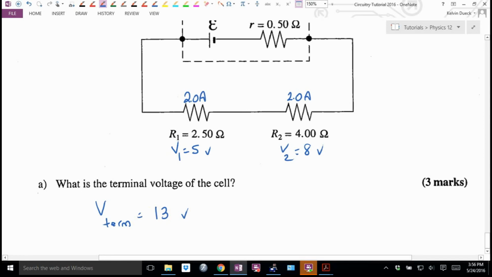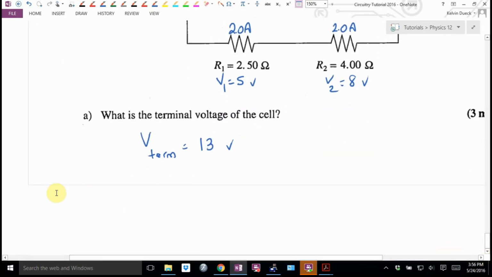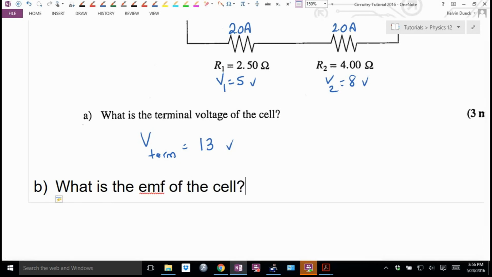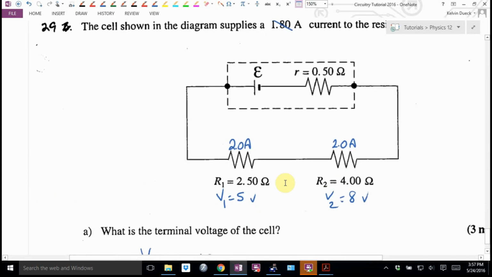So in other words, did we use that terminal voltage equation? No, we skied. Part B asked, what is the EMF of the cell? Suggestions? Use the amperage to find the voltage in the battery. Voltage drop. In the, not the battery, the resistor, the internal, okay.